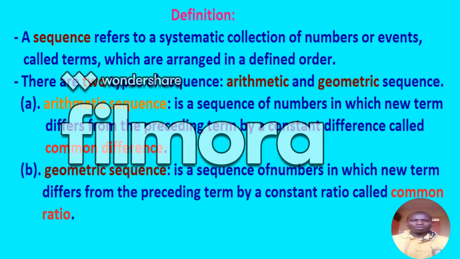And on the other hand, what is a geometrical progression or a GP? A geometrical progression is also referred to as a geometrical sequence. And a geometrical sequence is a sequence or a series of numbers in which a new term differs from a preceding term by a constant factor. And that constant factor is what we are referring to as the common ratio, denoted as R.